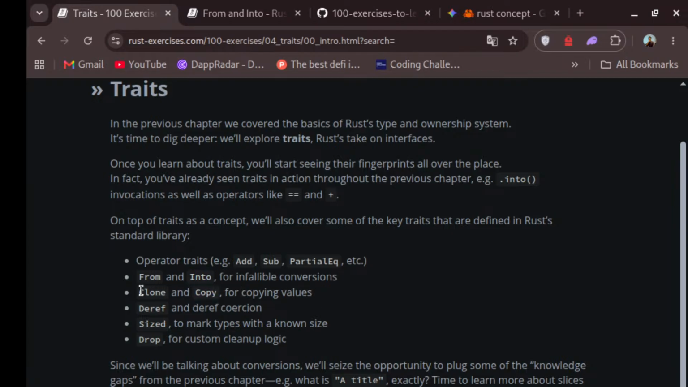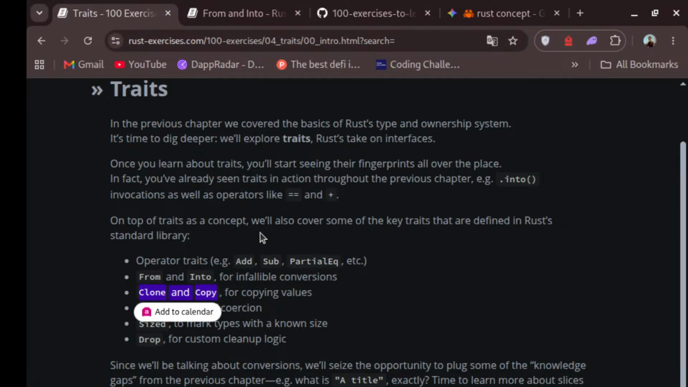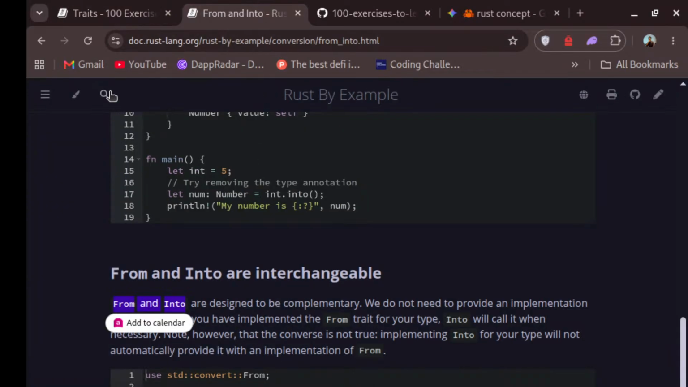Here you can see Clone and Copy, right? We are learning traits, and traits are most important. I am just astonished about that. If I can't understand traits, then I will never understand Rust code. That's why I am focusing so much on this part.